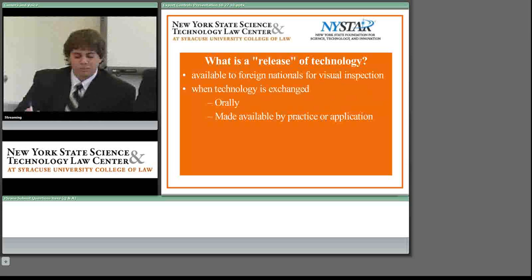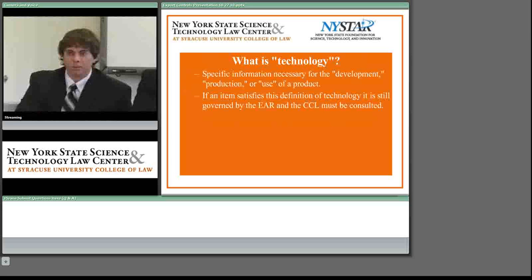So what is the release of technology? Technology is released whenever it's made available to foreign nationals for visual inspection, when it's exchanged orally, or when it's made available by practice or application, which would be showing them a manual or instructions on how to build something or use something.